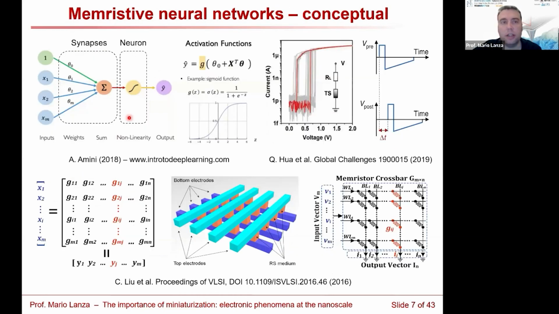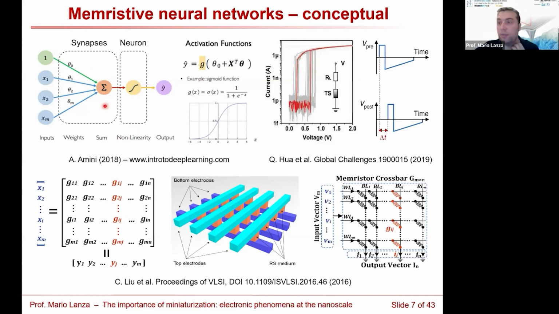Another application is to implement a vector matrix multiplication engine. This vector matrix multiplication engine can be done with a crossbar array of memristors, and it is very demanded for the hardware implementation of artificial neural networks. These artificial neural networks have several inputs, and they always need to make this kind of vector matrix multiplications to process the information.